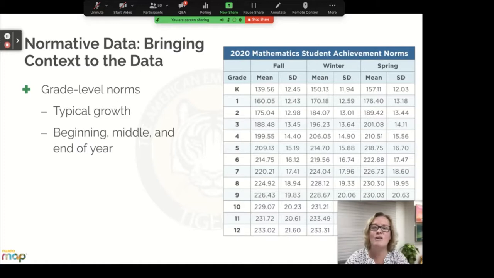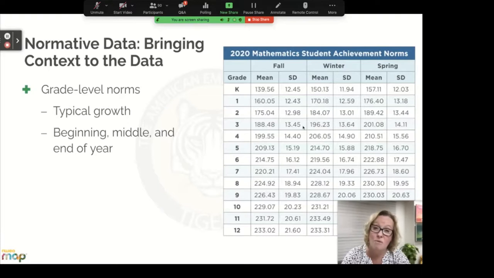Let's go ahead and take a look at an eighth grader though. An eighth grader at the beginning of the year typically will score a 224. At the end of the year, typically a 230. So we can infer that an eighth grader will grow by 6 RIT points. There's a difference. Growth is not the same for every student. Growth is dependent on their starting place and what grade level they're in.